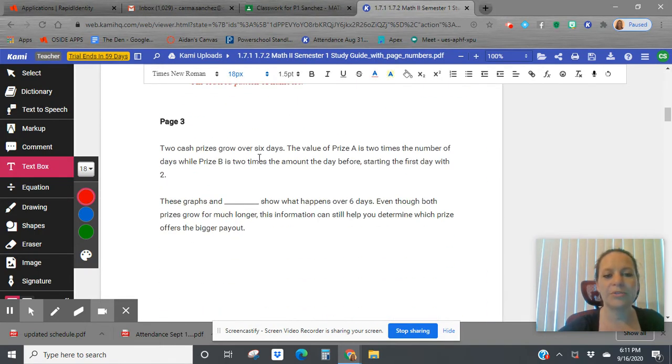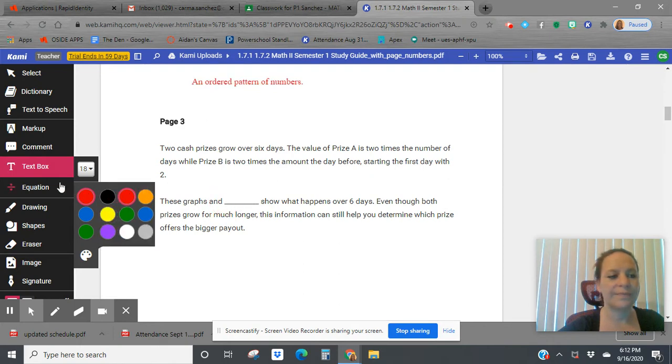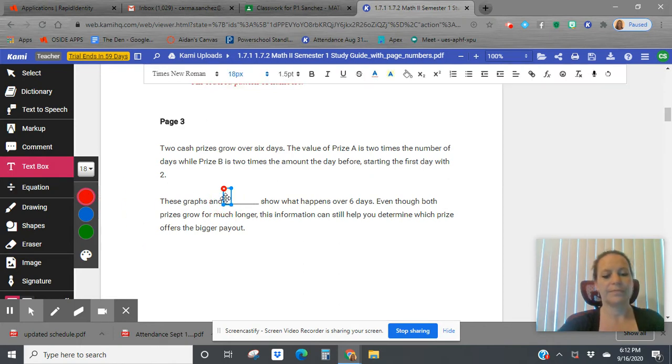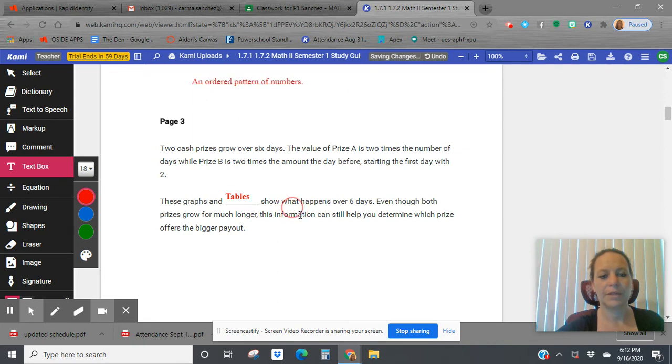Two cash prizes grow over 6 days. The value of prize A is 2 times the number of days, while prize B is 2 times the amount the day before, starting with the first day. These graphs and tables show what will happen over 6 days.